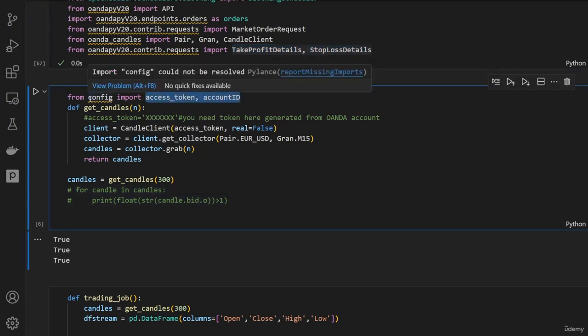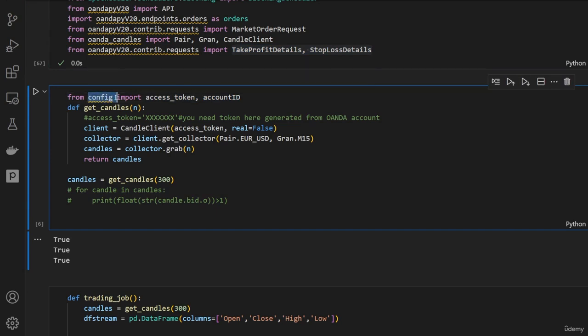So I usually put these in a config file, like a config.py file on the side, so I don't include them in my code. But in this case, I don't have the config file here because otherwise it would show some of my access token and account ID as a preview in VS Code. Anyway, you know what you need to do. You need to open the account. You need to have the account ID and the access token, two things that you can generate and access on the Oanda platform whenever you have an account opened.